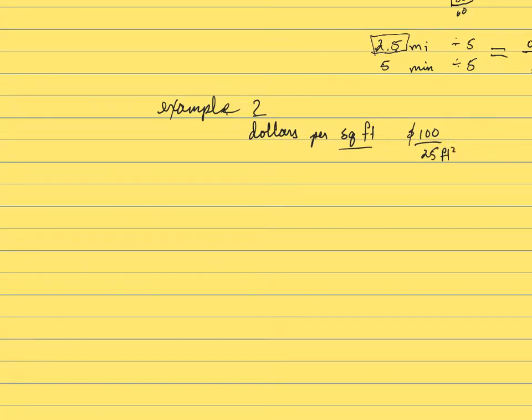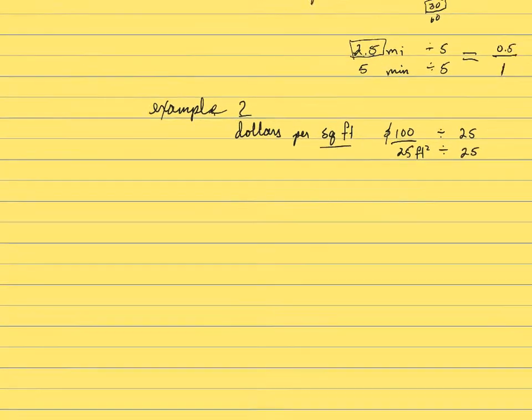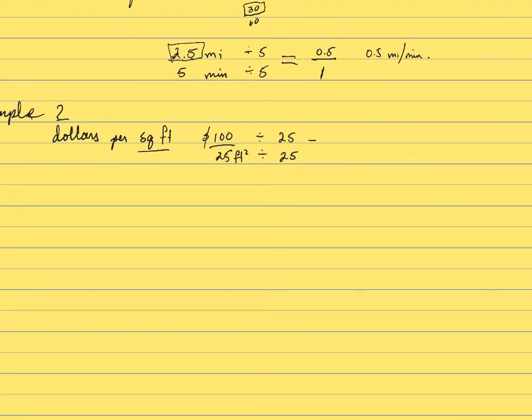All right, so to reduce that, what would you use? I would use a 25, because 25 goes into the bottom number equally. And so when I equalize it out, I've got 4 on the top and 1 on the bottom, which means it is $4 per square foot. Or I could do the foot squared sign.